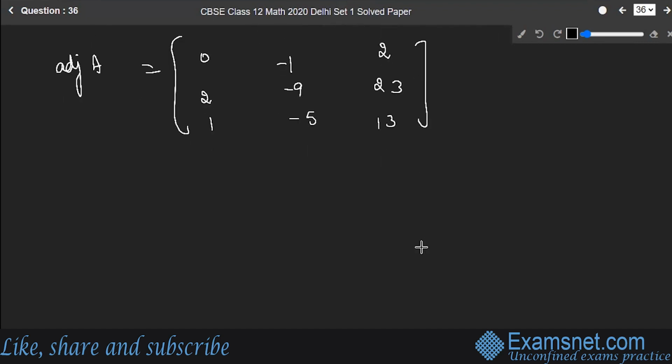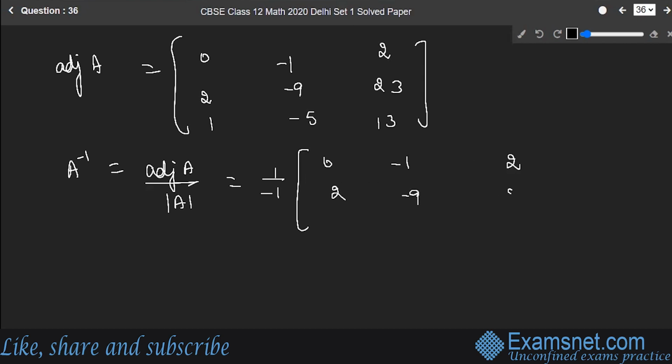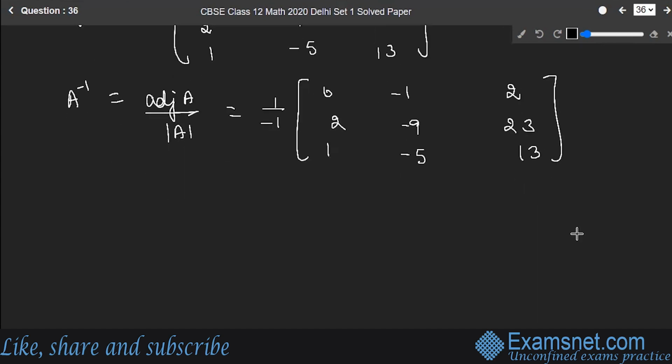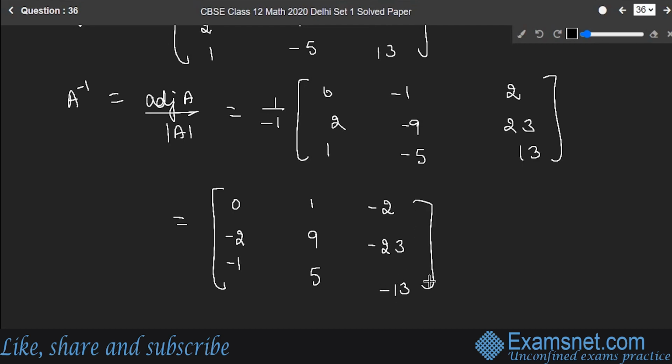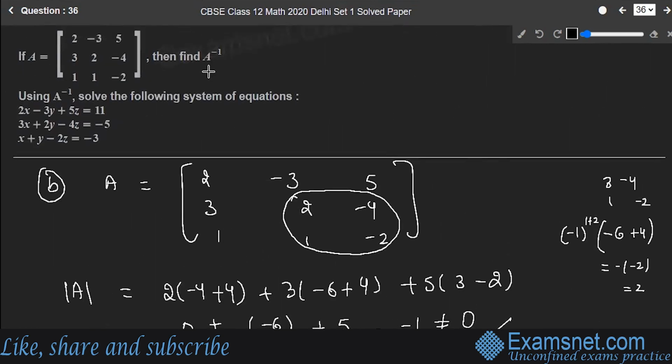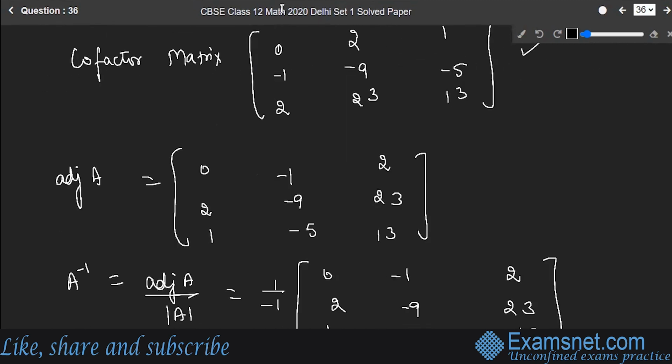All right. So what is the A inverse? This is equal to adjoint of A divided by the determinant of A. What was the determinant of A? It was equal to minus 1. And this is 0, minus 1, 2, 2, minus 9, 23, 1, minus 5, and 30. So this becomes 0, minus 2, minus 1, 1, 9, 5, minus 2, minus 23, minus 30, right? This is the A inverse. We got the first answer, right? You had to find out inverse. We got that. This is the first answer.